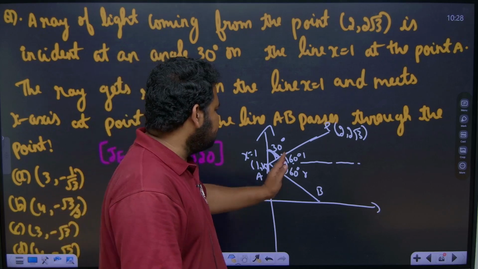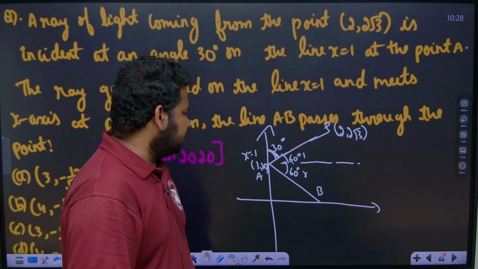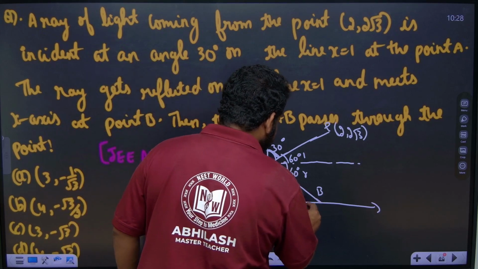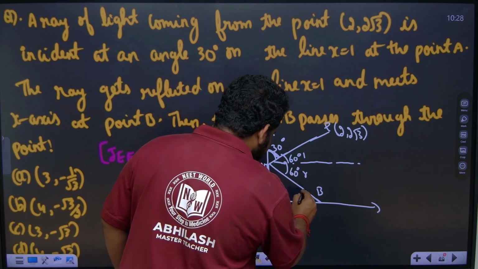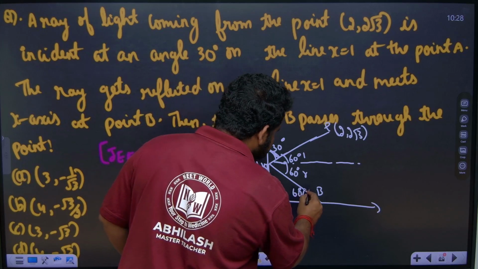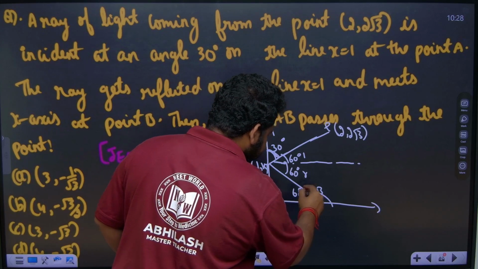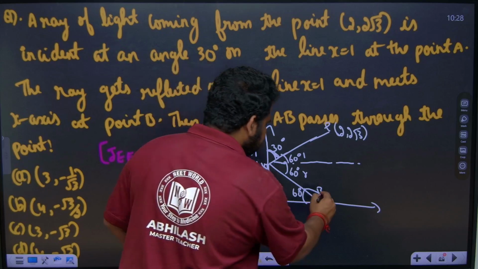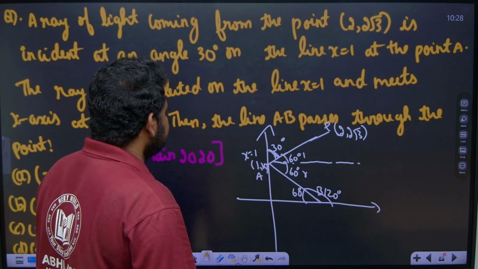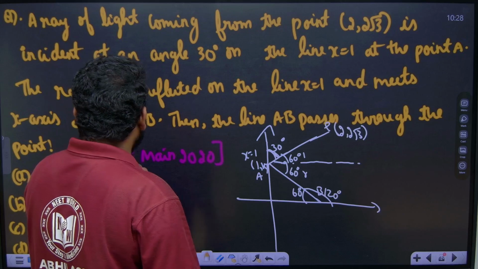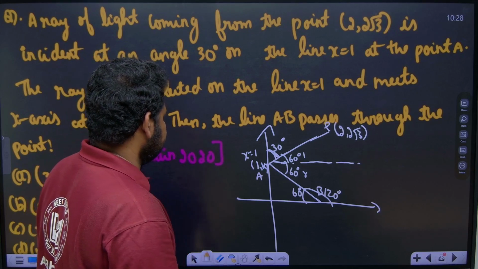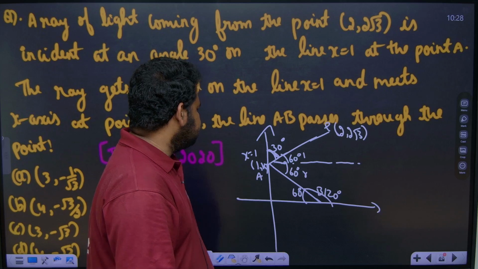So this will also be 60 degree. If this is 60 degree, then this will also become 60 degree, alternate angle. Then what about this angle? It is 180 minus 60, so angle B will become 120 degree. Now the ray meets the x axis at point B, and they are asking which point the line AB passes through.